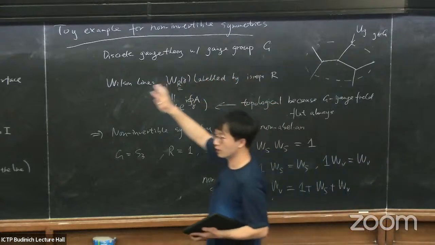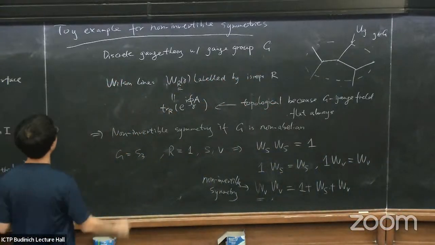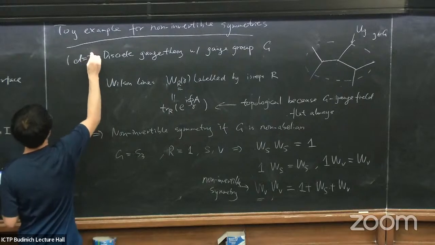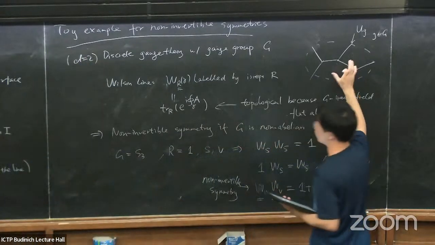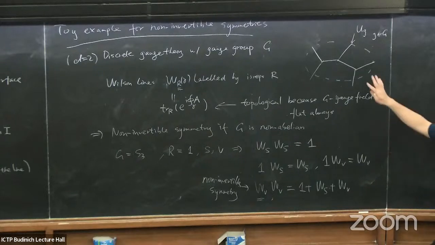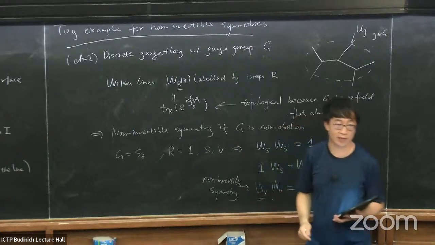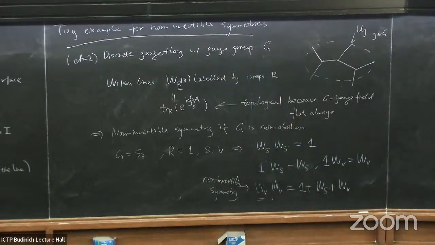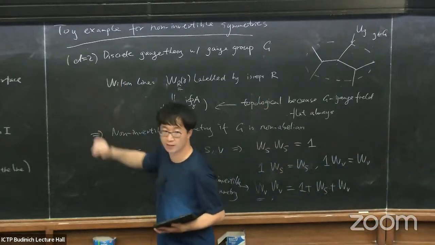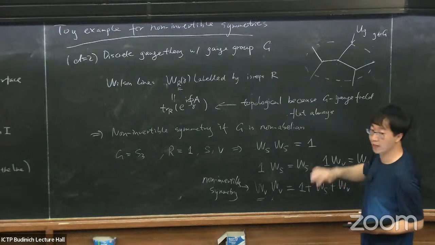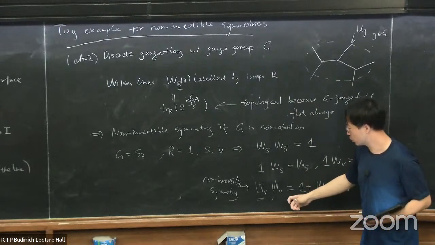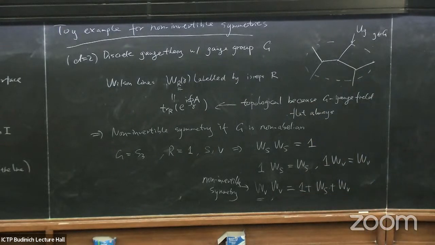If you are still confused about something that I said before, let me just focus on the case for D group 2, and this is literally the network you sum over to define this discrete gauge theory. What I was trying to emphasize before is that this construction works in general dimensions: for any discrete gauge theory in any dimension, you will have these non-invertible symmetries generated by these Wilson lines, as long as the gauge group is non-abelian.